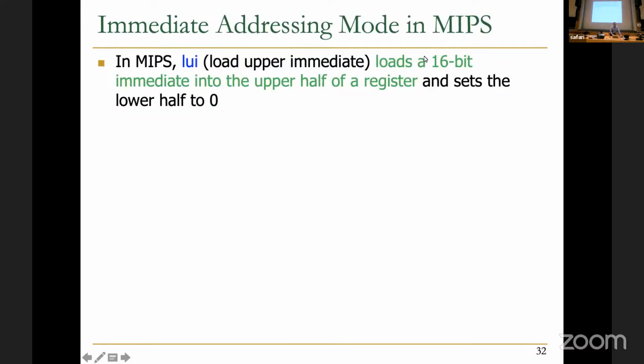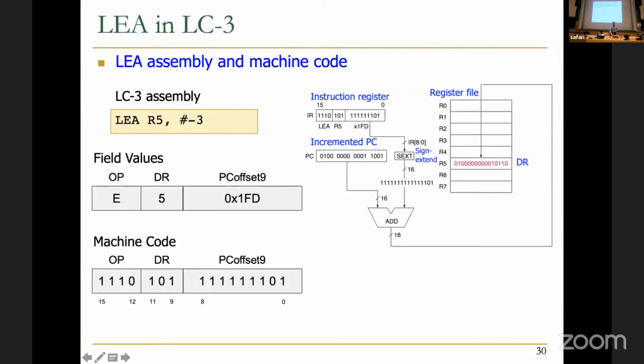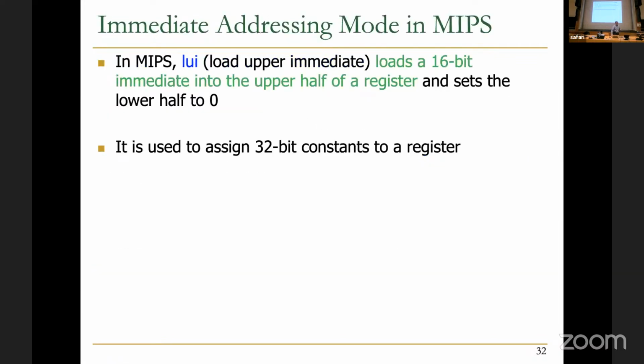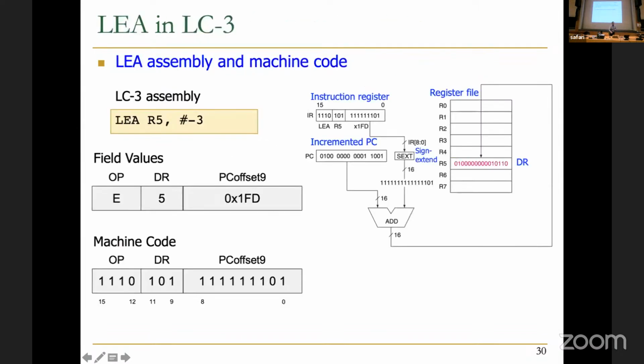And the idea here is the semantic specification is that it loads a 16-bit immediate into the upper half of a register and sets the lower half to 0. Let's take a look at how it does this. So basically, this instruction is used to assign 32-bit constants to a register. How do you actually populate registers? This is one way of doing it.